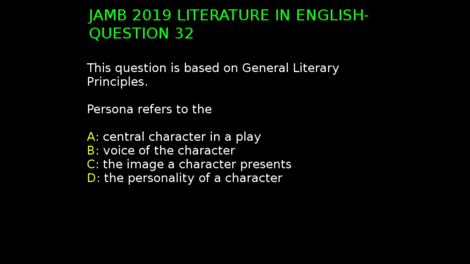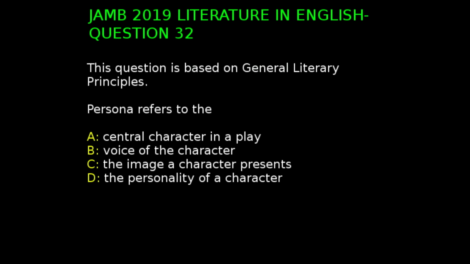JAMB 2019 Literature in English question 32. This question is based on general literary principles. Persona refers to the A. Central character in a play, B. Voice of the character, C. The image a character presents, and D. The personality of the character.